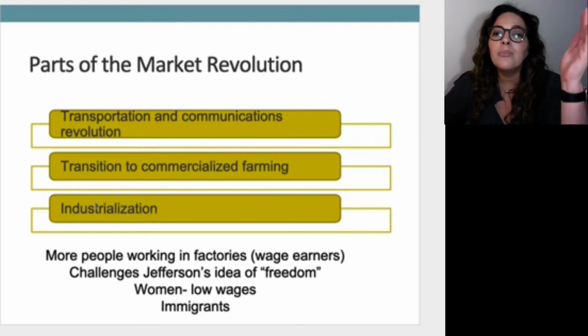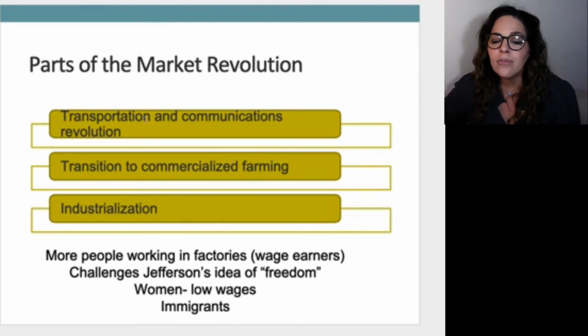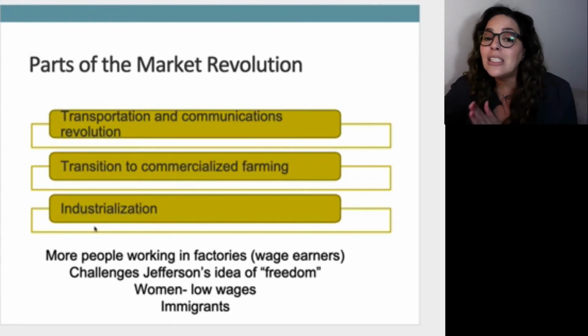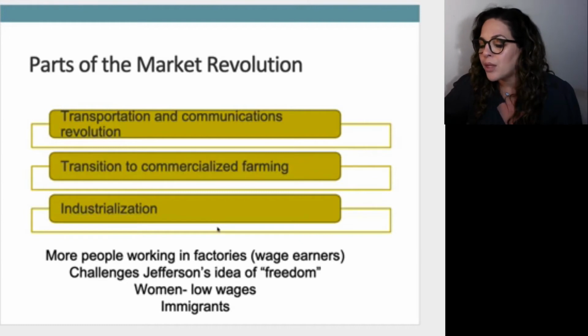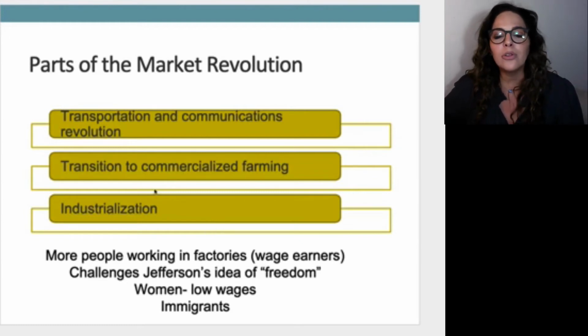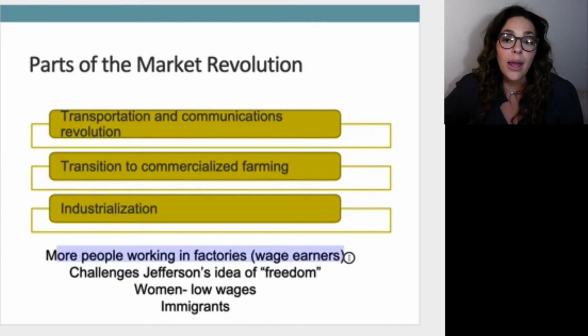When it comes to the different parts of the market revolution, it's three. Okay, you got the transportation and communications revolution. You got the transition to commercialized farming. So, of course, tractors and new technologies that are going to increase the amount that farmers are producing. And also industrialization, okay? One of the biggest changes here, of course, is that more people are going to work in factories, okay? Why? Well, there's more jobs available.